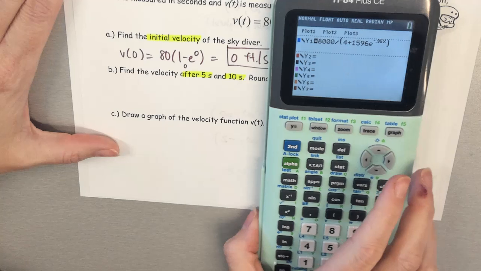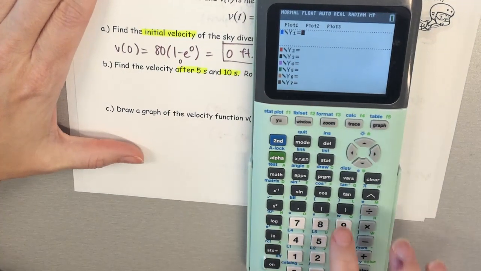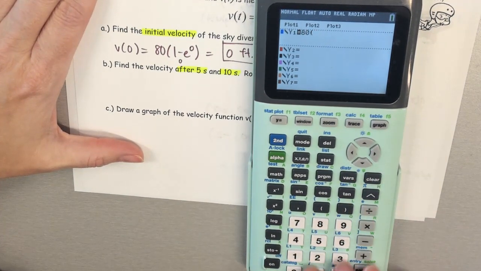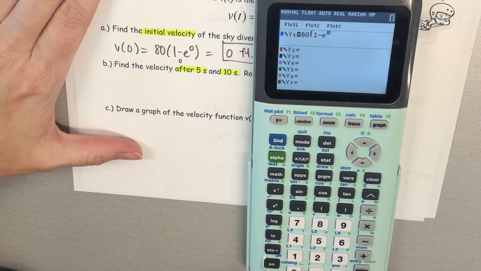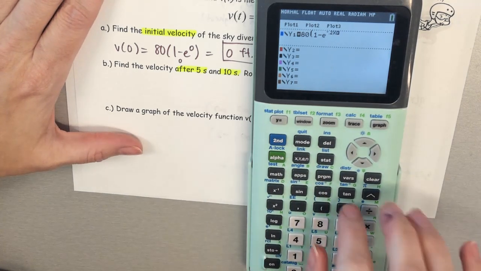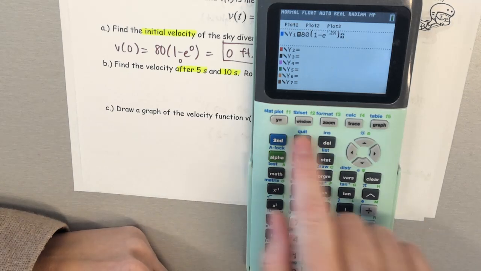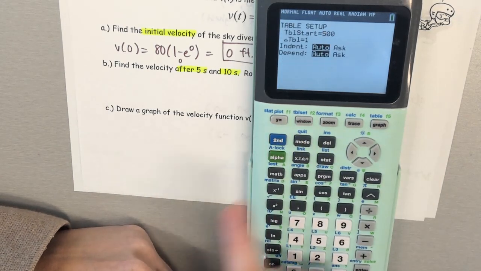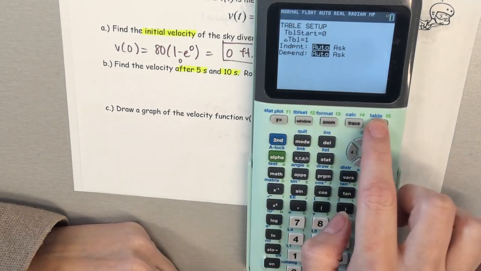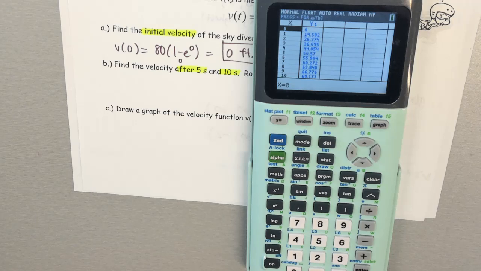So when you plug it into your y equals, you have 80, and then in parentheses, the 1 minus, use the e to the x power, and then your power is negative 0.2 t, which we're using the X for this. All right, and then we're going to go to the table. So again, I'm going to have my table start at 0. At 0, it is 0.